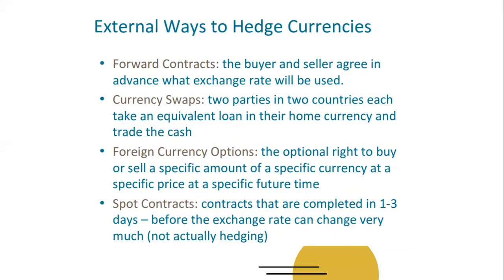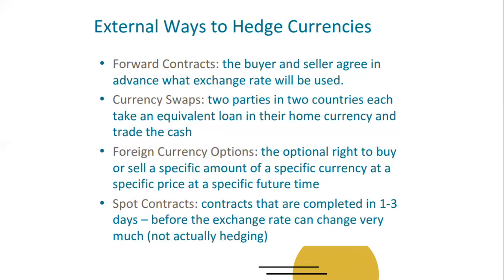There are several derivative instruments in the market that can be used. I have spoken at length about the forward contract, but there are some more. There is the currency swap, and in this case, basically, two parties in two different countries each take a loan of a certain amount in their home currencies, and then they trade the cash on a certain date in the future. They decide to make a currency swap at a certain exchange rate in the future. So this is another way of hedging.